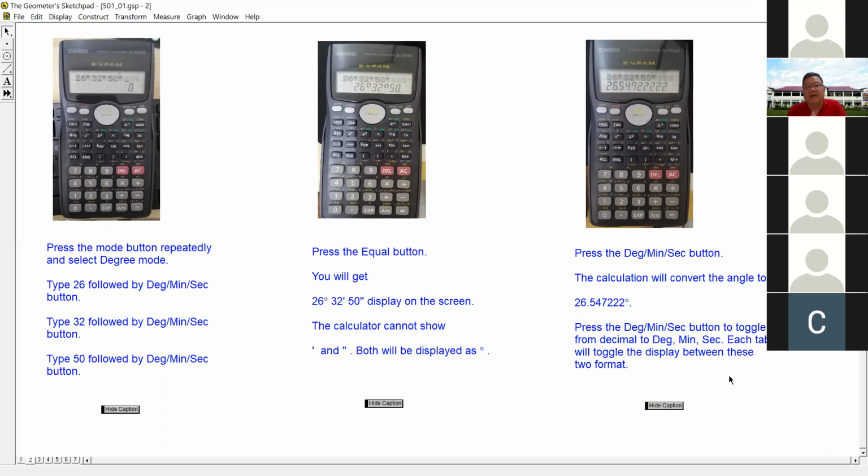Now this method, we call it toggle. So you will toggle between degree, minute, second and decimal. So they will toggle this way. So far, you know how to type inside the calculator, how to toggle them, switch from decimal to minute, minute to decimal. Anyone cannot follow, don't know how to convert?